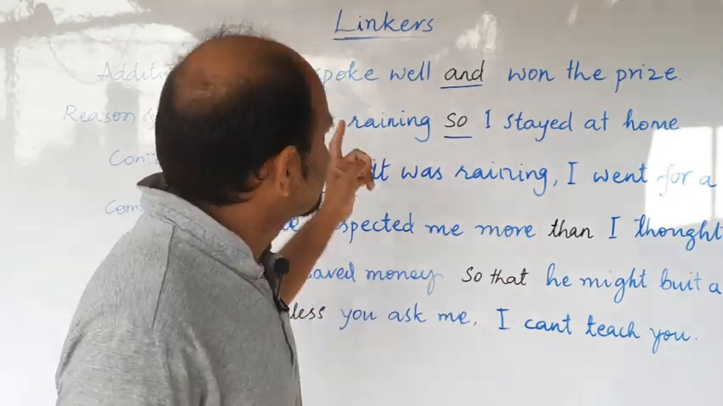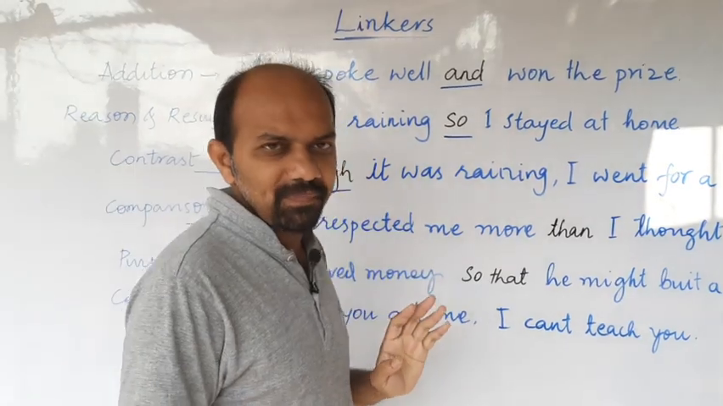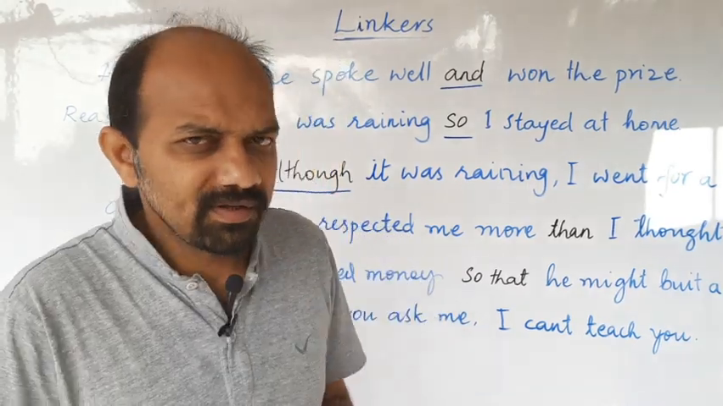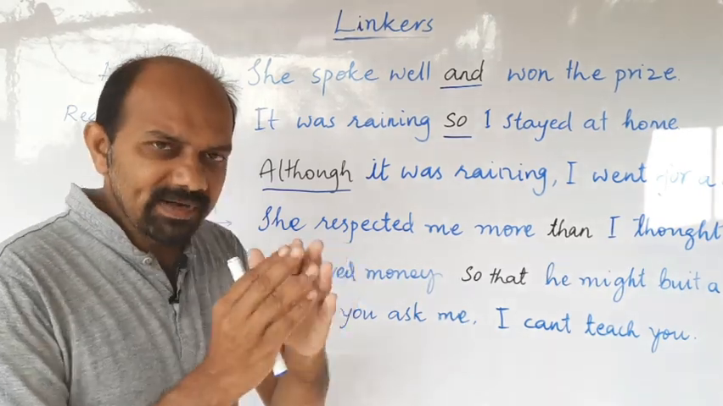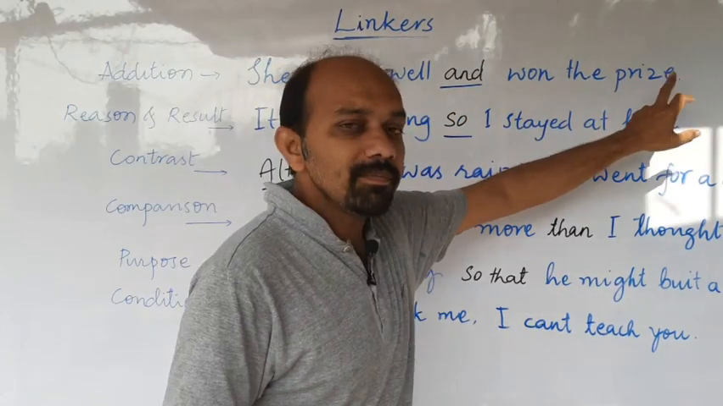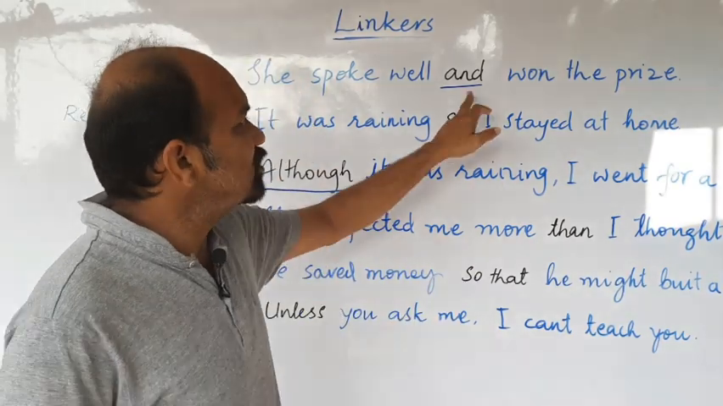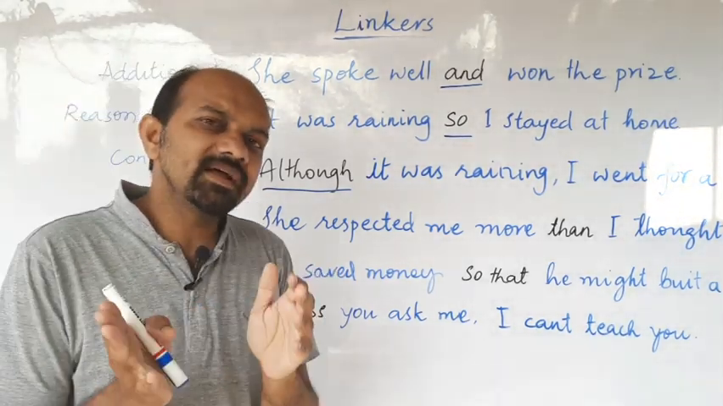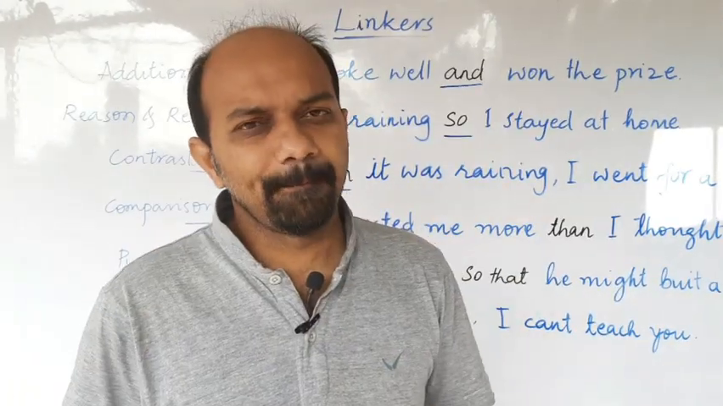Okay, the first sentence. She spoke well and won the prize. Here, two ideas have been put together by using the conjunction or linking word 'and'. If you split this sentence: she spoke well, she won the prize. Two ideas have been brought together. The function of 'and' here is addition. It adds another idea to it, or joins or links two ideas together.